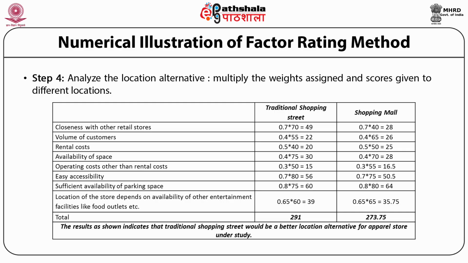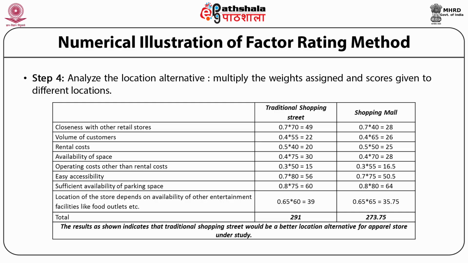For the second factor, volume of customers, a similar score was calculated by multiplying the weight 0.4 with the importance 55, which gives 22. For the same factor, the volume of customers score for the other location was obtained to be 26. Similar scores were calculated for all other factors for both the alternative locations.